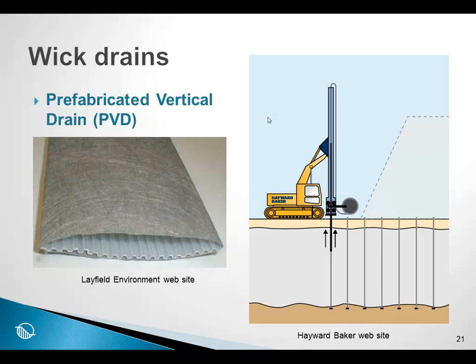These drains are pushed into the ground with an apparatus, something as illustrated here. And once in the ground, there is a path through the corrugated plastic to the surface through which the excess pore water pressure can escape.